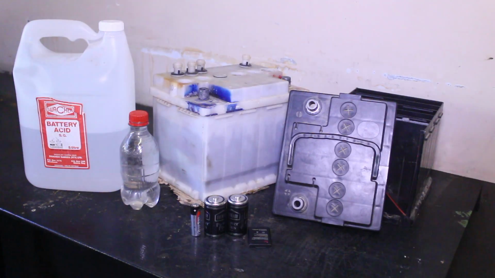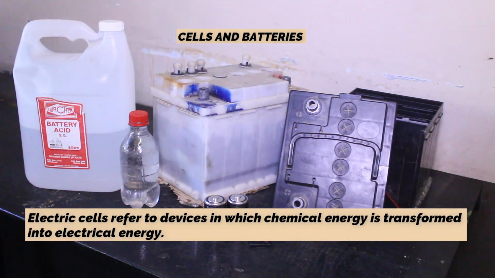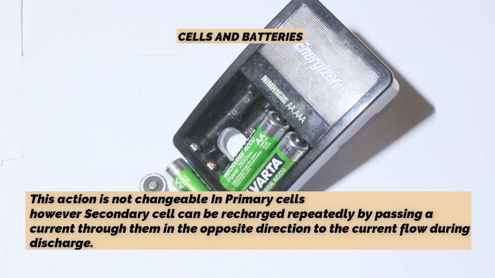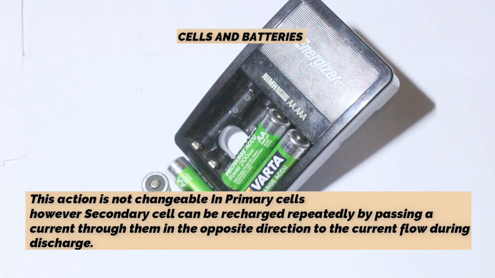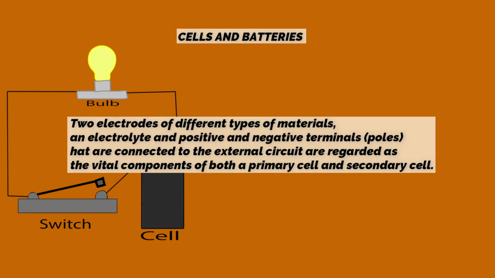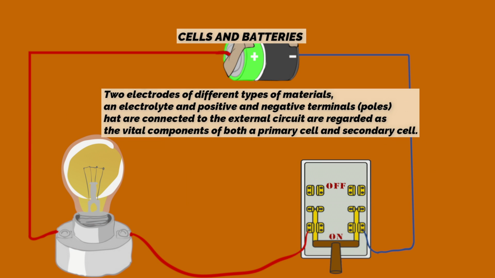Now that we have our objectives, let's get into today's lesson. Cells and batteries. Electric cells refer to devices in which chemical energy is transformed into electrical energy. This action is not changeable in primary cells. However, secondary cells can be recharged repeatedly by passing a current through them in the opposite direction to the current flow during discharge. Two electrodes of different types of materials, an electrolyte, and positive and negative terminals or poles that are connected to the external circuit are regarded as the vital components of both a primary cell and secondary cell.